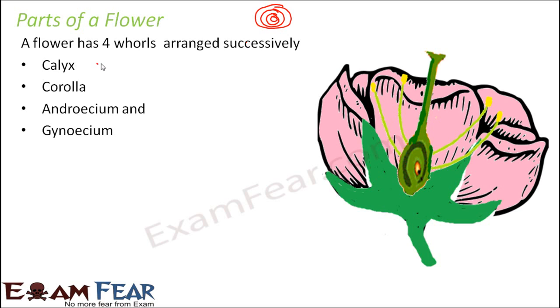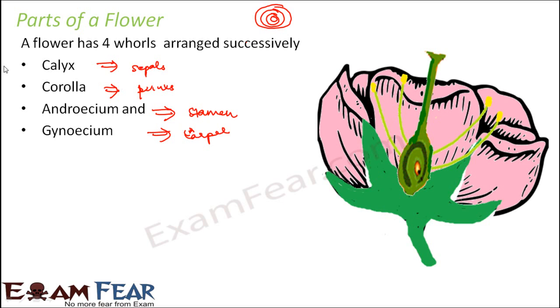Right? So when I talk about calyx, I am actually talking about the sepals. When I talk about corolla, I am talking about the petals. When I talk about androecium, I am talking about the stamen. When I talk of gynoecium, I am talking about the carpel.